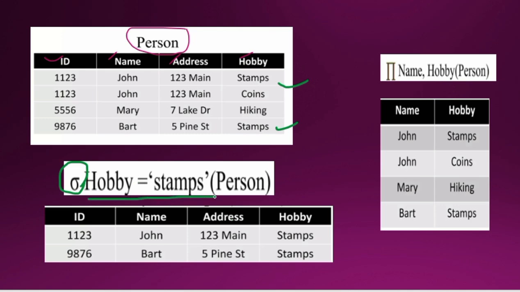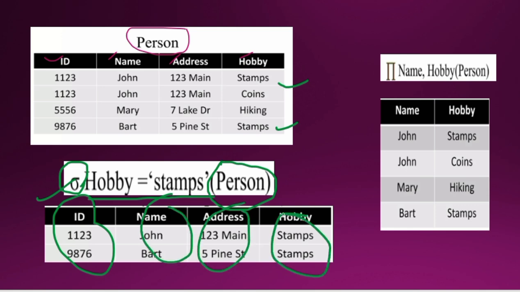For the condition, you need to represent it in single quotes, and in the last, in the brackets, you need to mention your table name, that means your schema name. Here, Person is the schema name. This is only for the selection operator. In the output we will get the ID, the name of the person, the address, and then at last the hobbies. Whoever has the hobby of stamps, all those details will be gathered in the output. Next, let's go for the projection.